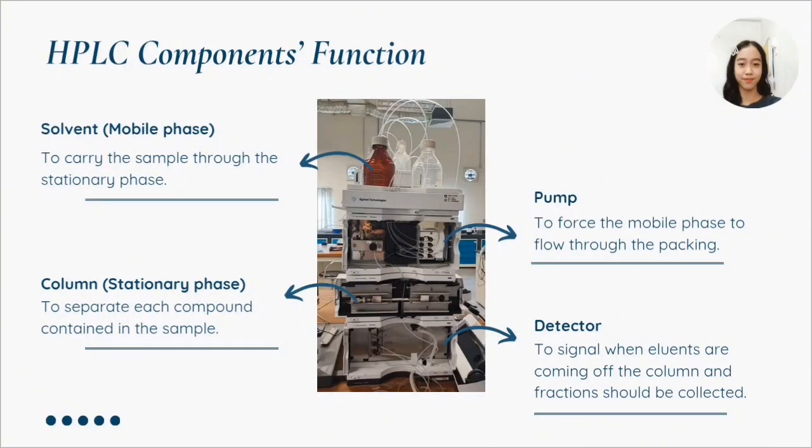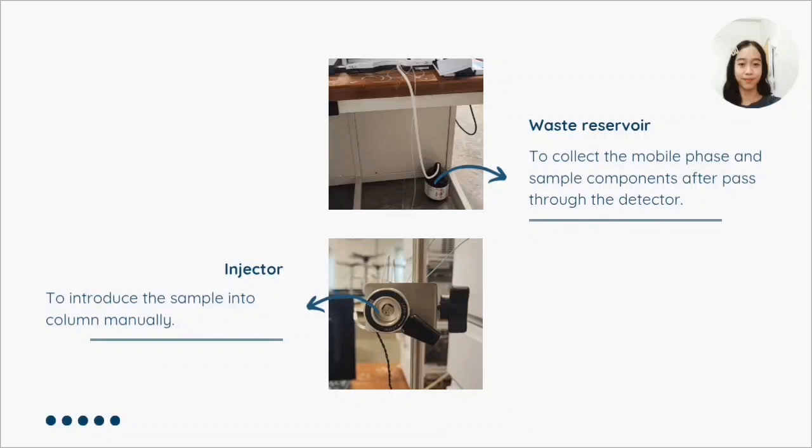HPLC components function. Firstly, solvent as mobile phase to carry the sample through the stationary phase. Secondly, pump to force the mobile phase to flow through the packing. Thirdly, column as stationary phase to separate each compound contained in the sample. Next, detector to signal when eluents are coming off the column and fractions should be collected. Moreover, waste reservoir to collect the mobile phase and sample components after they pass through the detector.